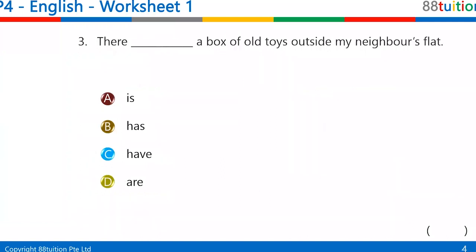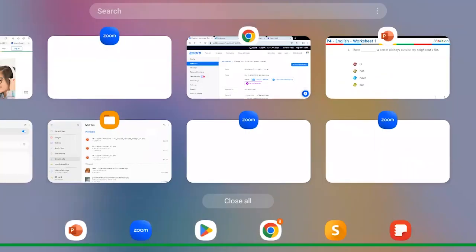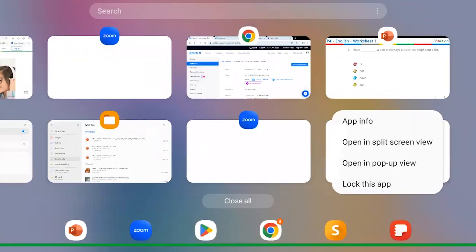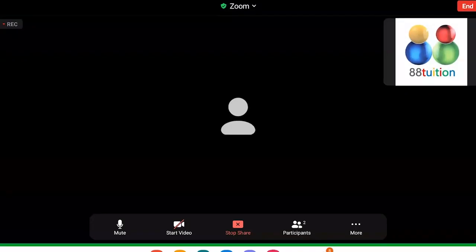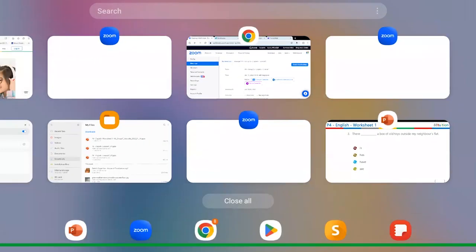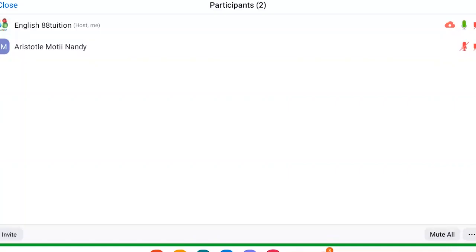Now, there was a box of old toys outside my neighbor's flat. Think about it while I check for any new participants. Okay, so far no. So let us go back. Okay, let me go back again. No new participants.